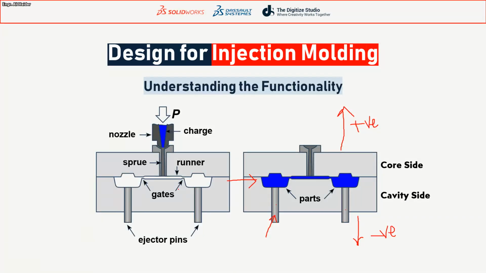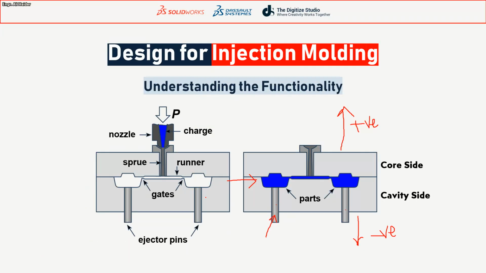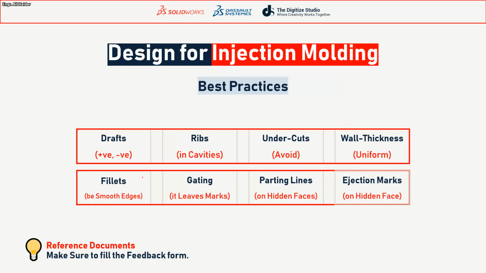And the gating, I have specified the gates right here. Gates leave marks on the surface. So the optimized design for injection molding is one in which the gates are at the places where we have the parting line, or at faces that are hidden and not in front of the main feature of the part, so that they cannot destroy the appearance of our part. So we need to have our gates on the parting lines, or on the hidden faces of the part.